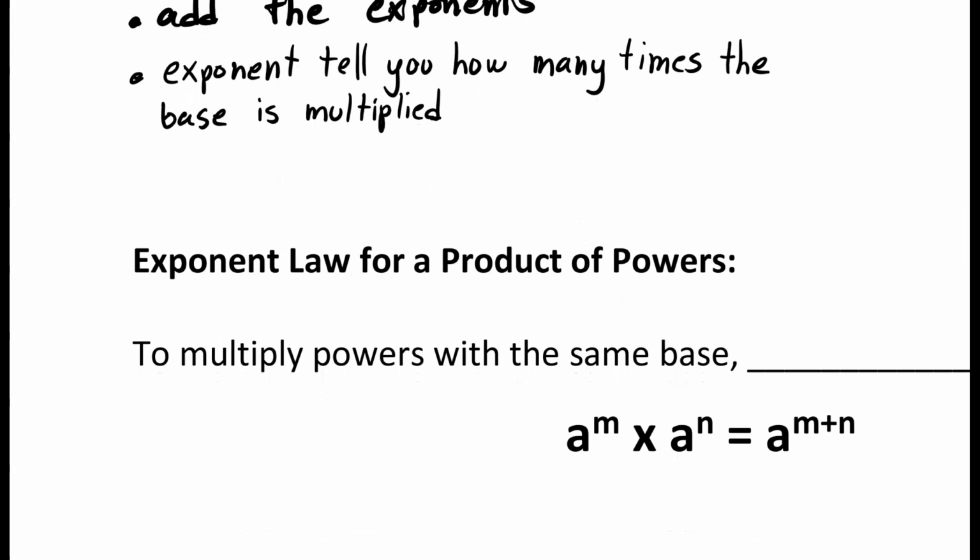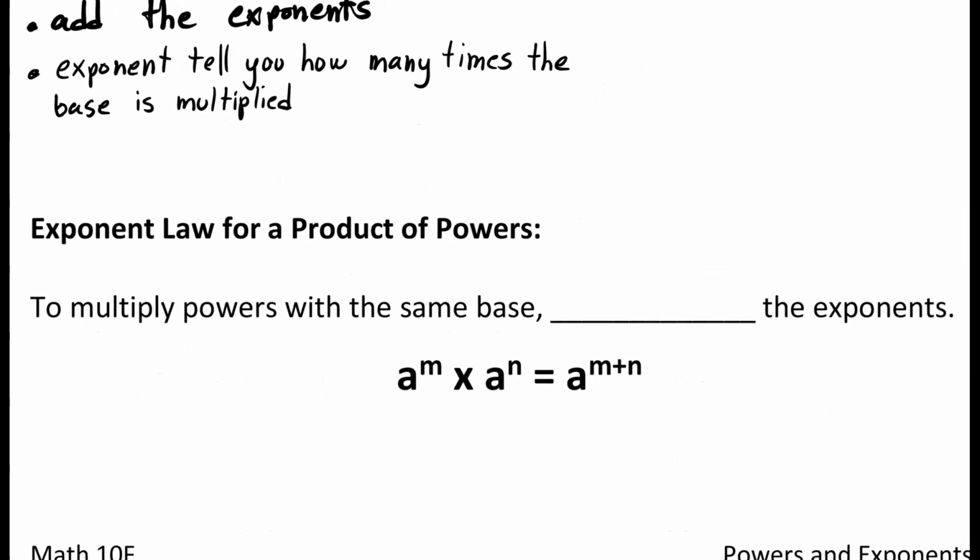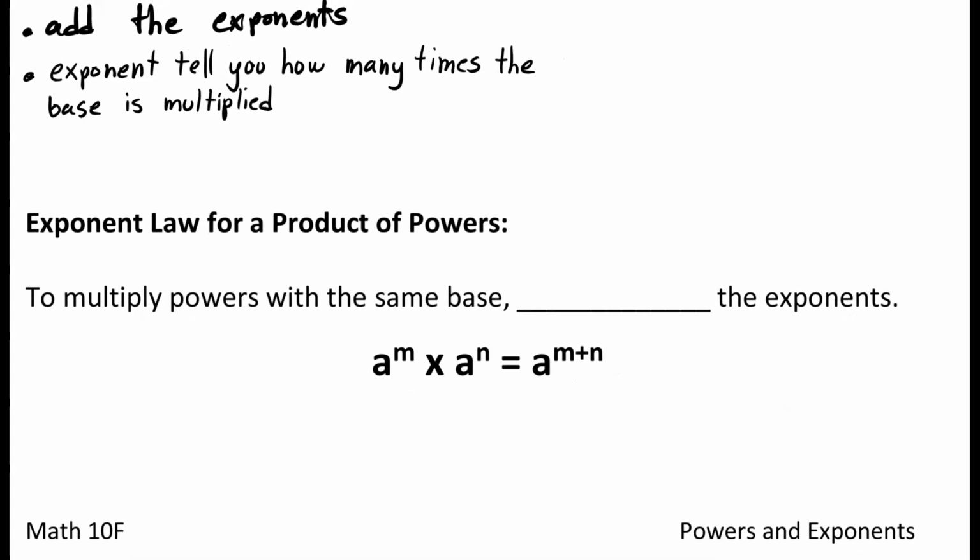So the exponent law for a product of powers is: to multiply powers with the same base, you add the exponents. For example, a to the power of m multiplied by a to the power of n equals a to the power of m plus n. So you're taking the exponent m and the exponent n, and adding them together because it's a multiplication of the same base.